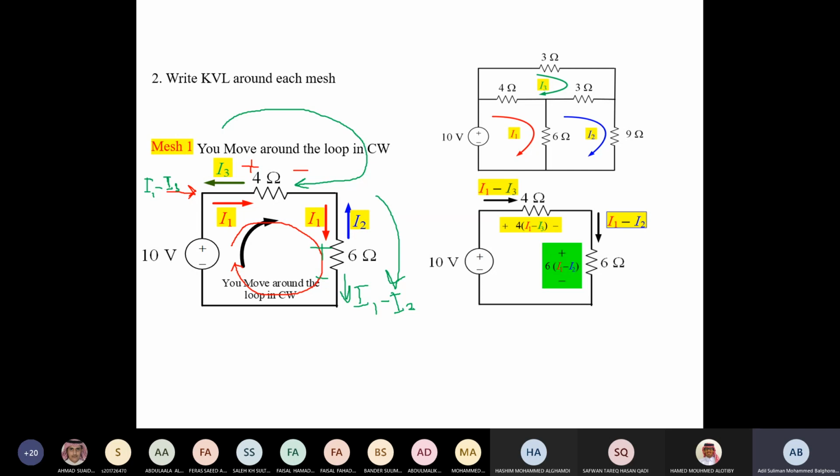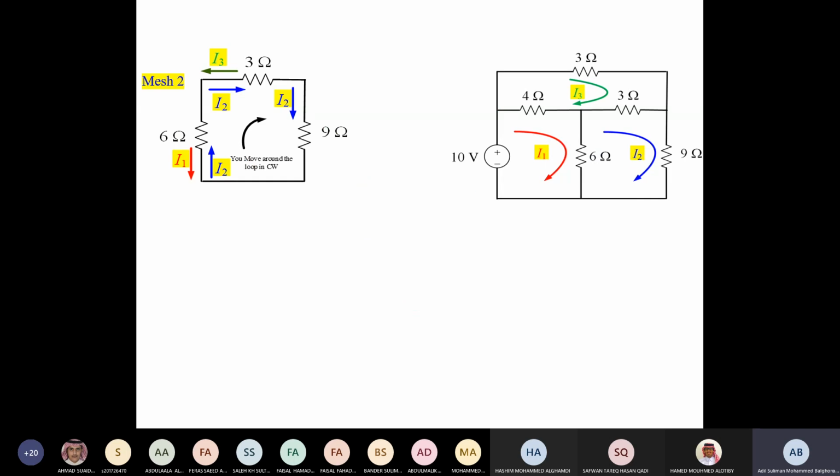We do that, and then we write the KVL equation, and here is the KVL equation describing the KVL with respect to the mesh currents I1, I2, and I3. I simplify it, and here it is, and that will be equation number 1. Now I go to mesh 2, and I do the same thing.